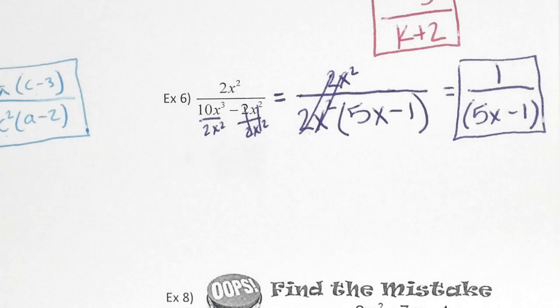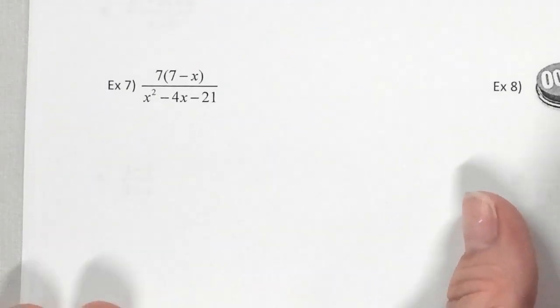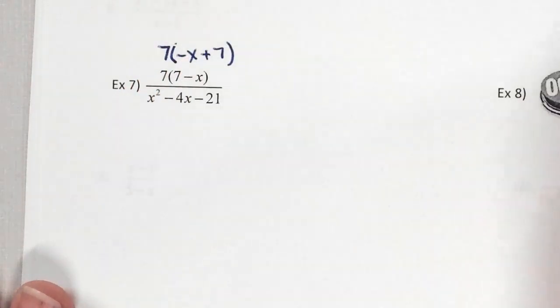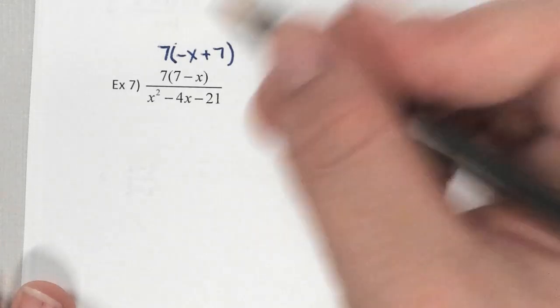Let's look at number 7. This one can be a little confusing on the top. The bottom is just snowflake, right? Because it's got 3 terms, we're just going to snowflake it. But on top, what's wrong with it? It's not in order. And when I put it in order, just the inside of the parentheses, what do I get? I'm going to keep that 7. Negative x plus 7. Am I allowed to have a negative in the front? No. So I have to take it out.